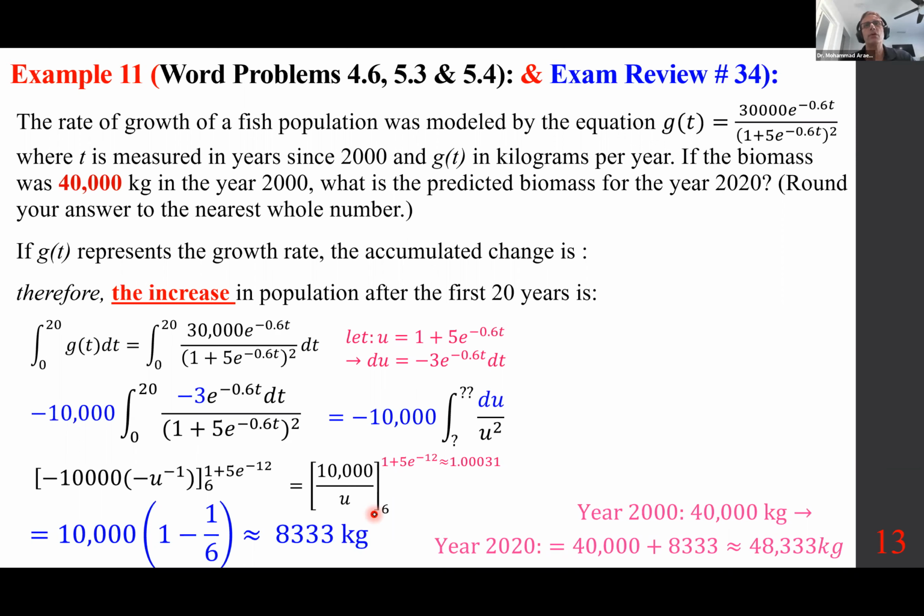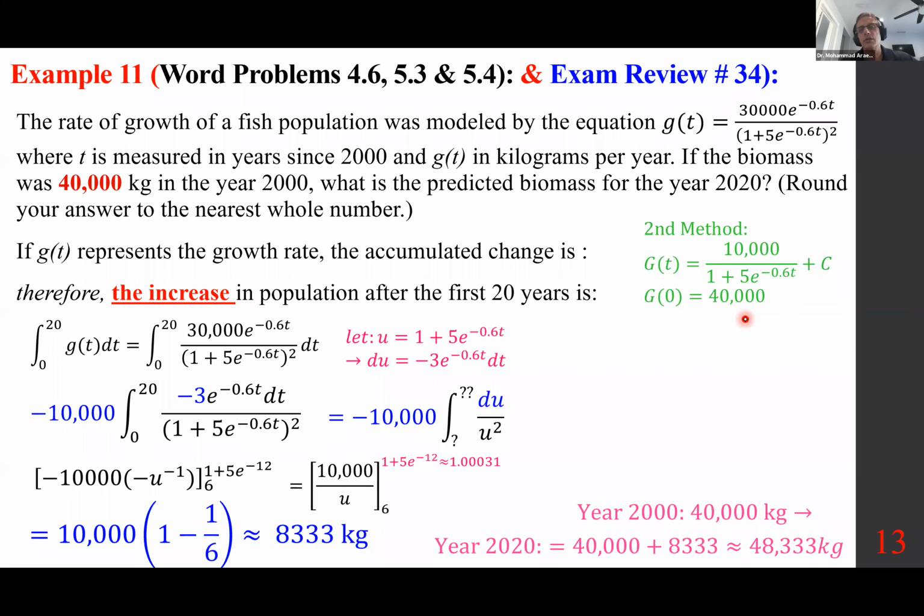As I mentioned before, we have a second method. We've gone through the process. We came this far. From here, the integration gave us this one. Therefore, capital G of t is 10,000 over u, 1 plus 5 e to the power minus 0.6 t plus a constant, with the initial value of 40,000.